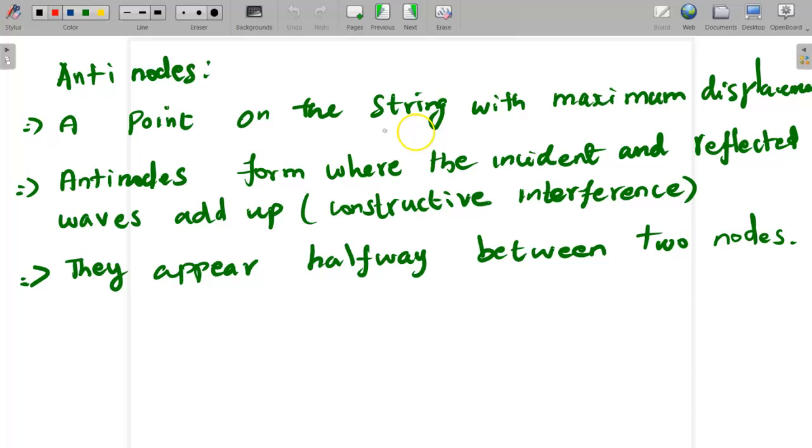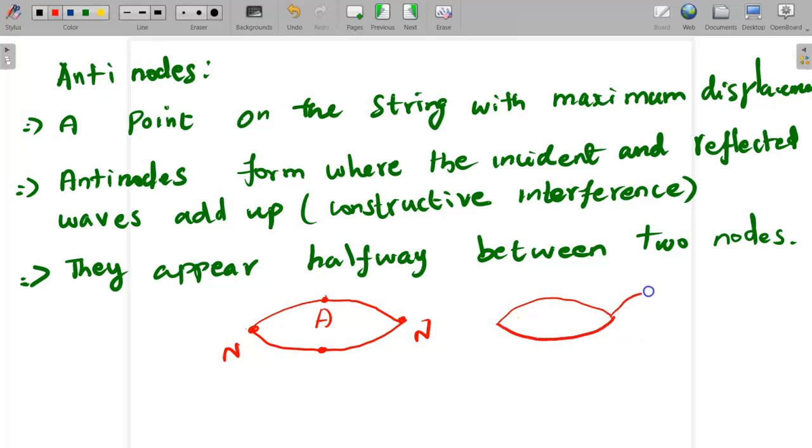Antinodes: a point on the string with maximum displacement. Antinodes form where the incident and reflected waves add up, constructive interference. They appear halfway between two nodes. These two points are nodes, and halfway in between the nodes is the antinode. This is one segment. Now I'm going to draw two segments.